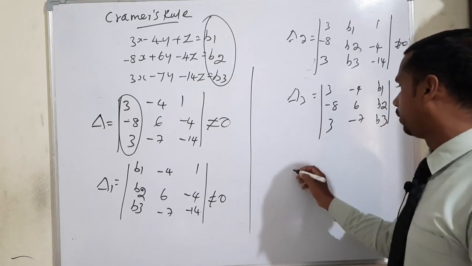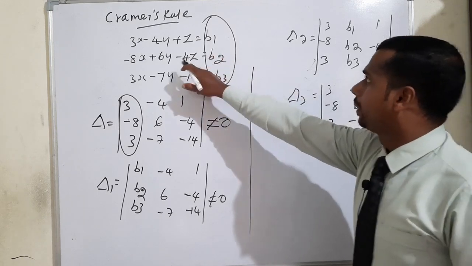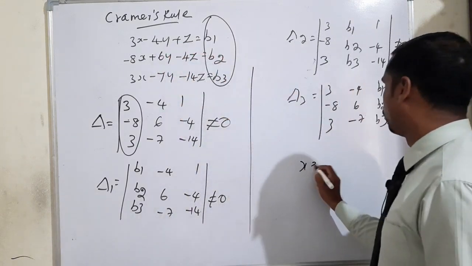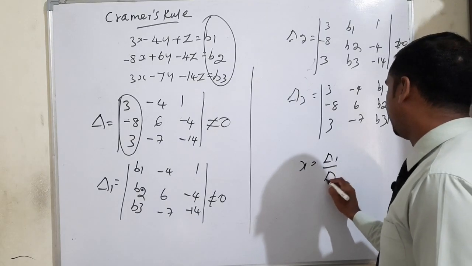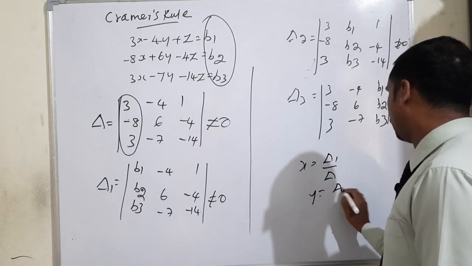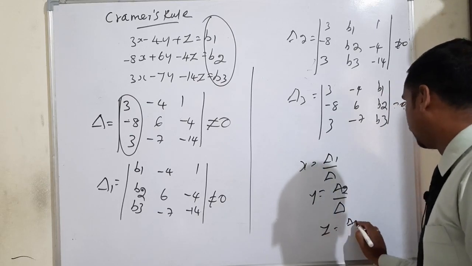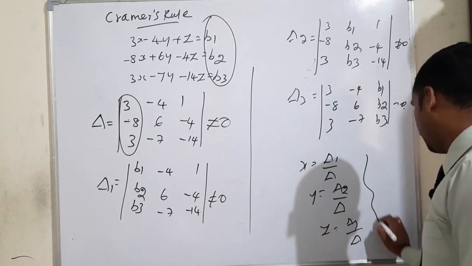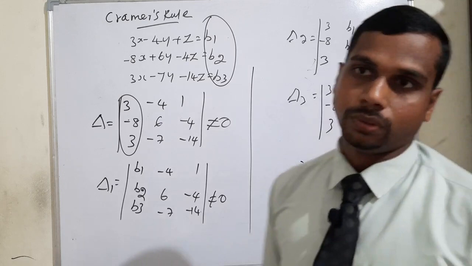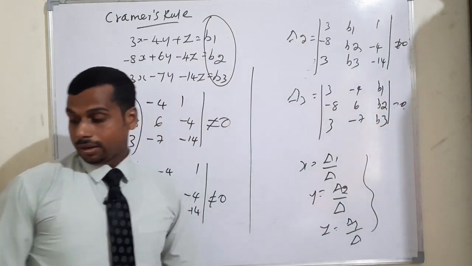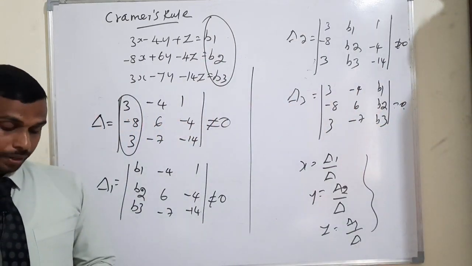Then how do we find the separate values? X is equal to del 1 by del. Y is del 2 by del. Z is del 3 by del. Okay. This is the concept of Cramer's rule, so you will get more idea. I am moving on to applying it to questions.